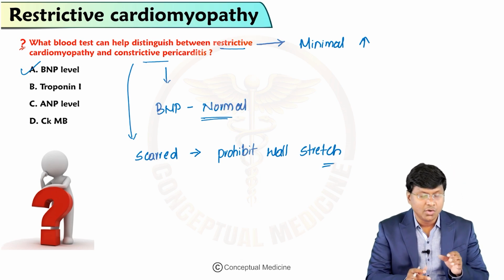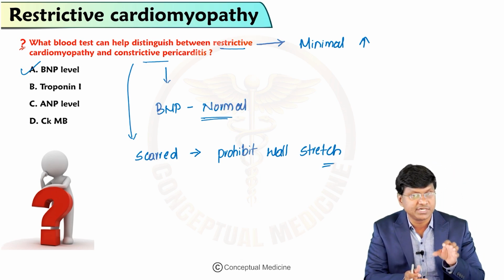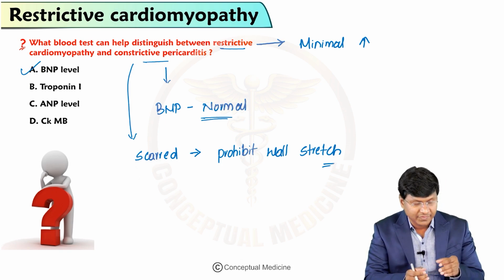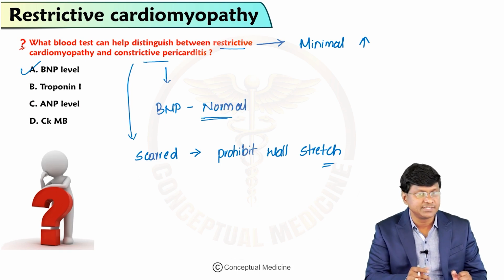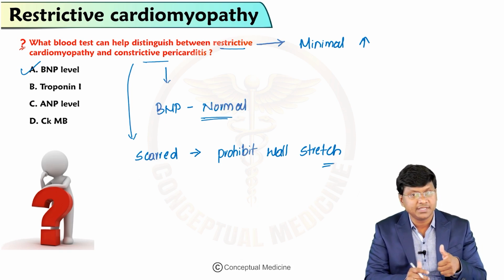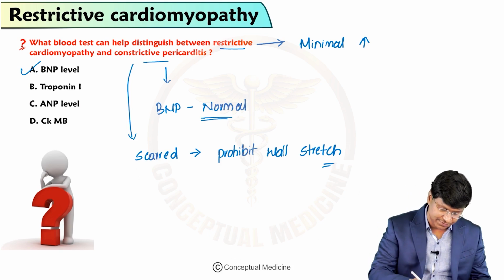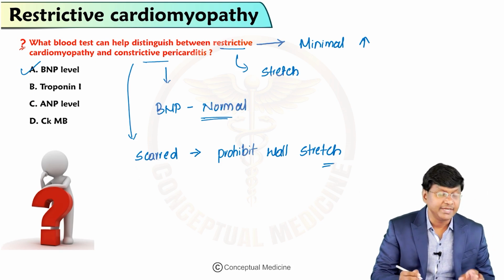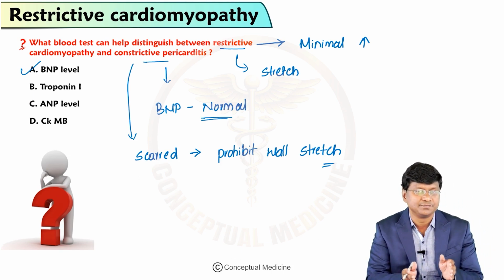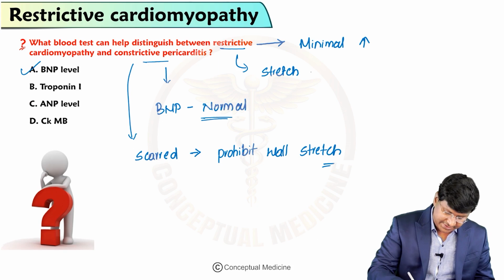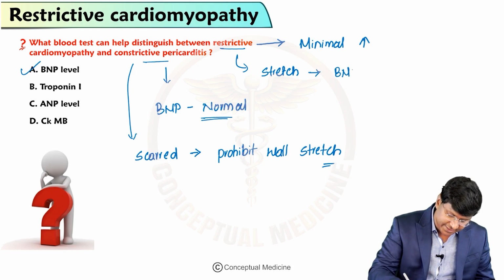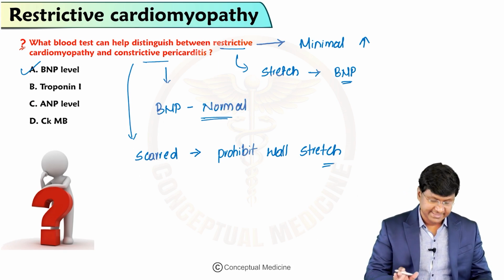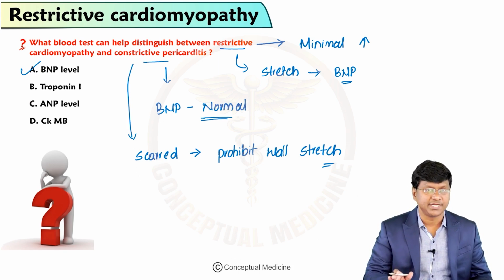When do you think that the brain natriuretic peptide is released? When there is stretch of the ventricle, then the brain natriuretic peptide will be released into the circulation. In restrictive cardiomyopathy, the walls indeed stretch, and thereby there will be release of brain natriuretic peptide into the circulation, and there will be increase in the BNP levels within the blood. That is what will happen in patients with restrictive cardiomyopathy.